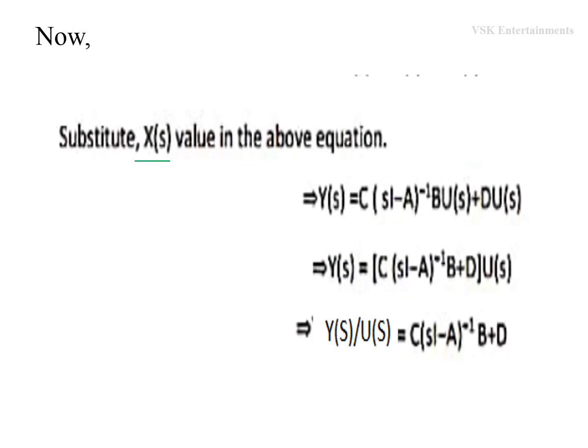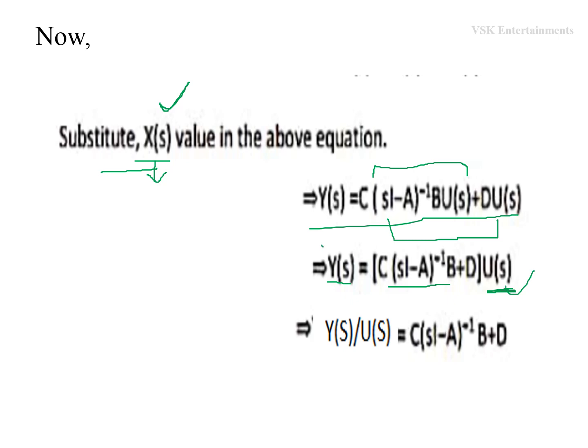Now substitute x of s, which we obtained by applying the Laplace transform to the state equation, in the output equation. By substituting the x of s in the output equation, we get this equation: y of s is equal to the constant matrix C into this value, which is the x of s value, plus D into e of s. Again, from these two terms, take e of s as common. By taking e of s as common, we get y of s is equal to C into (sI minus A) whole inverse into B plus D.